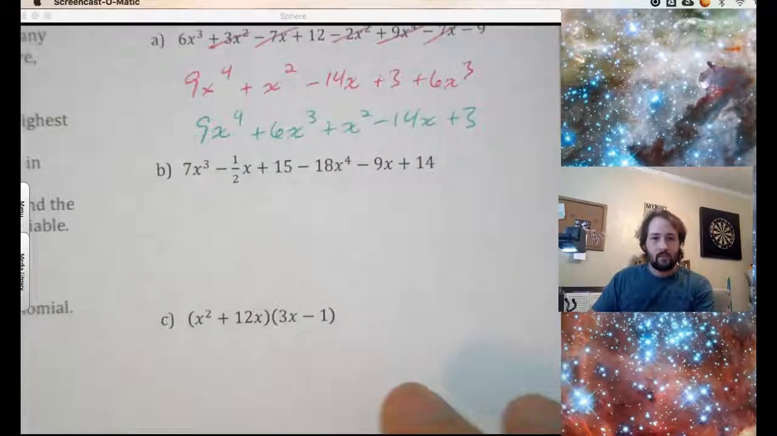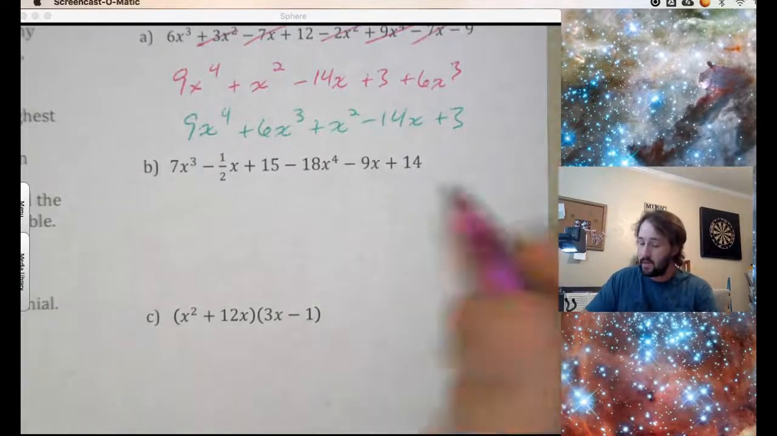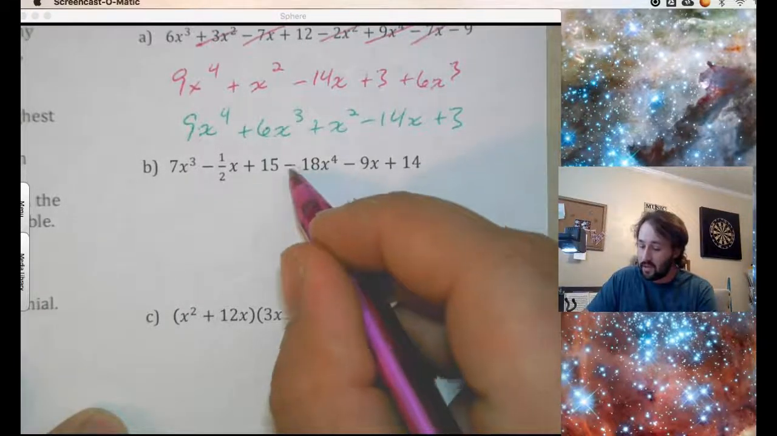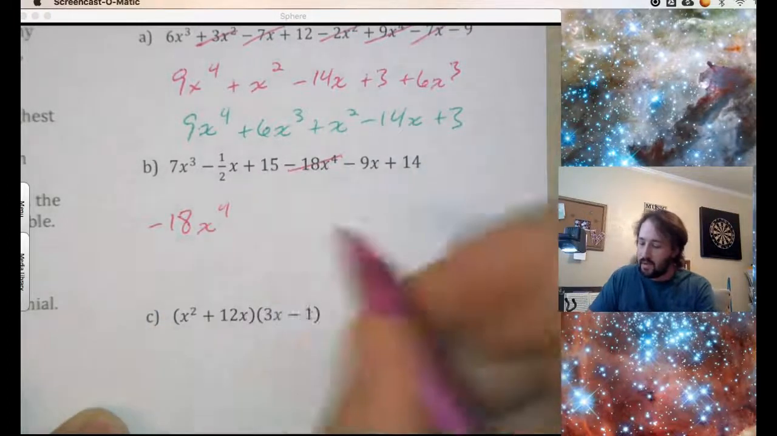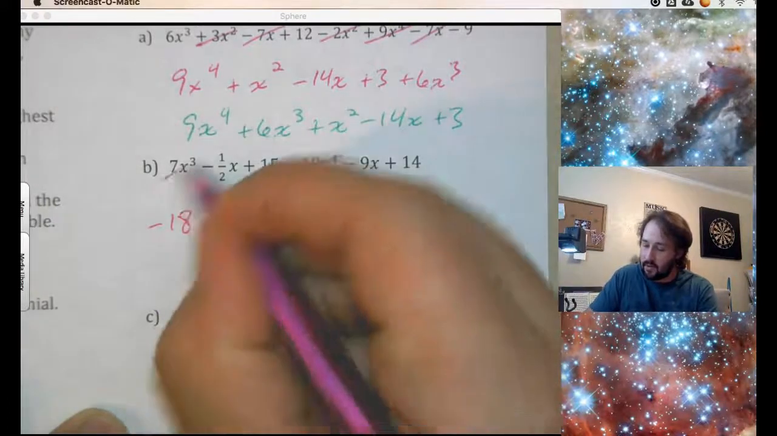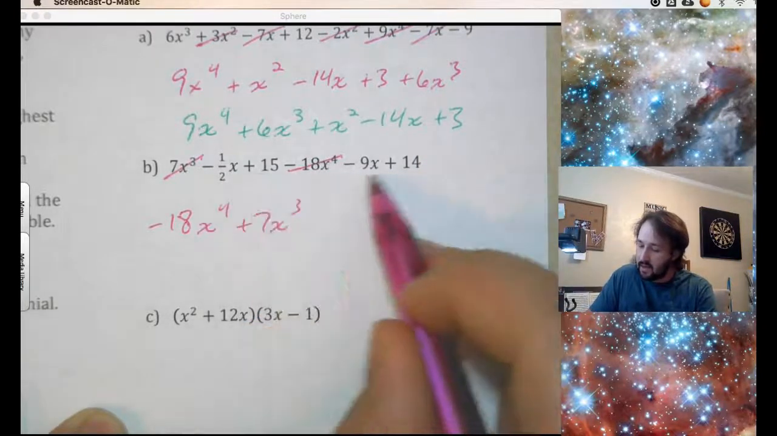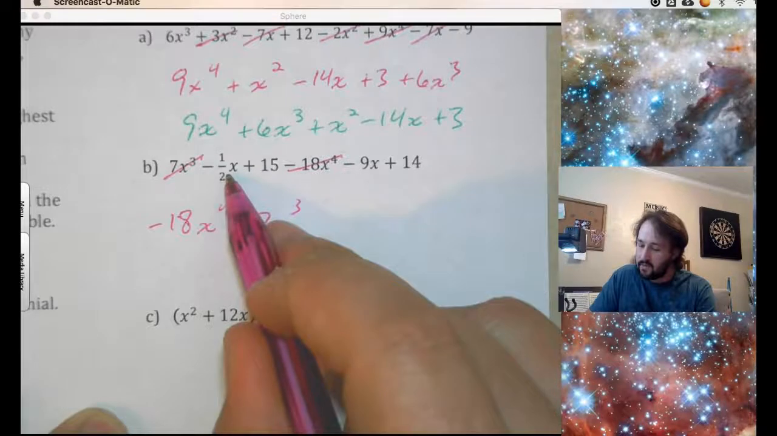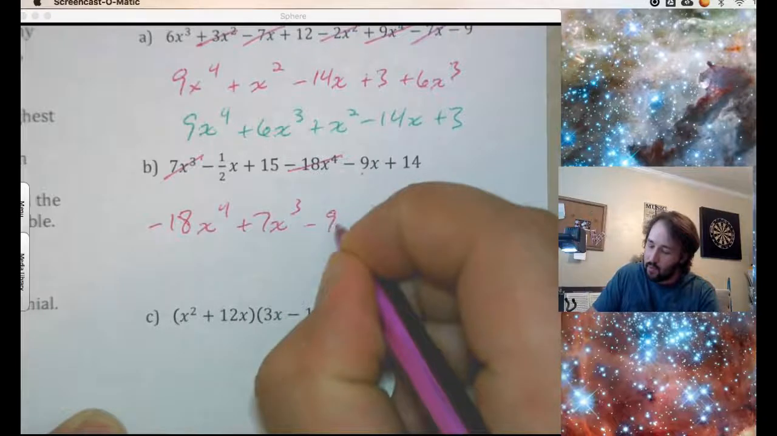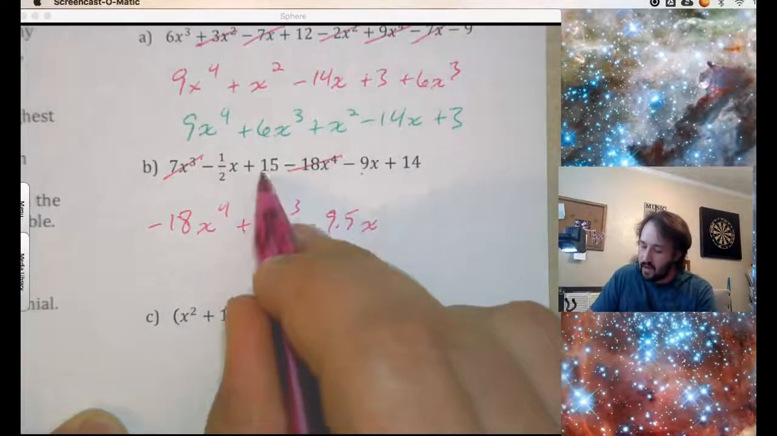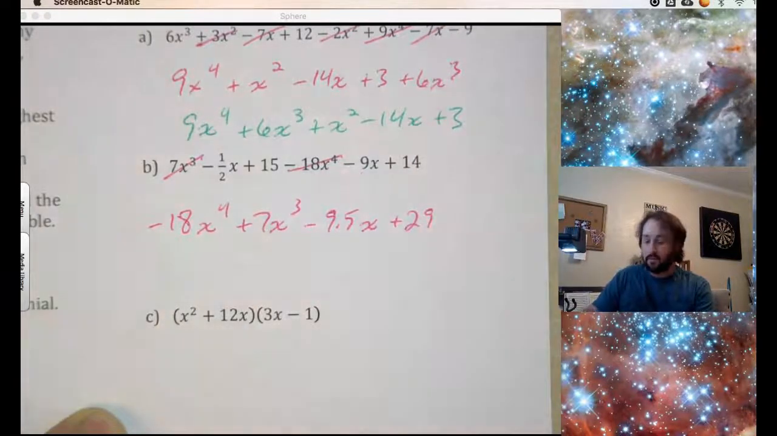All right, keep going. So still, combine like terms of what we can. Look for your highest exponents first. So it looks like I have an 18x to the fourth, and it's negative, so I'll take my sign with it, and that's negative 18x to the fourth. The next highest is an x to the third, so that's plus 7x to the third. The next highest, I don't have any squared, so I go to x to the first, so negative 1/2 and negative 9 would make negative 9.5x, and then I have 14 and 15, so that's plus 29. There it is in standard form.